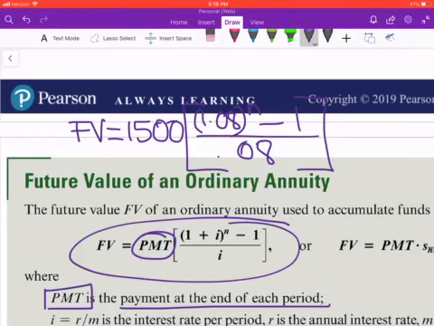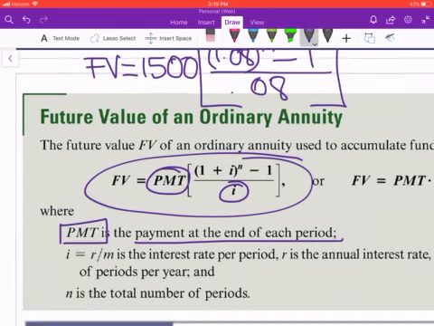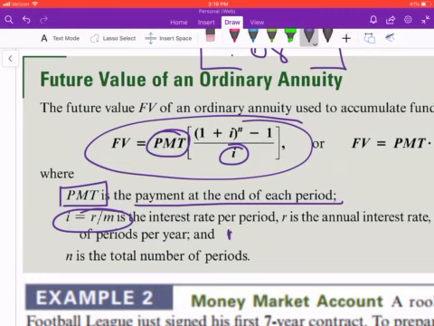So that same formula, you could see it here. Now, I is not going to be the same as the rate all the time because I is defined as this, the rate divided by the number of compounding periods, and that is what M represents.